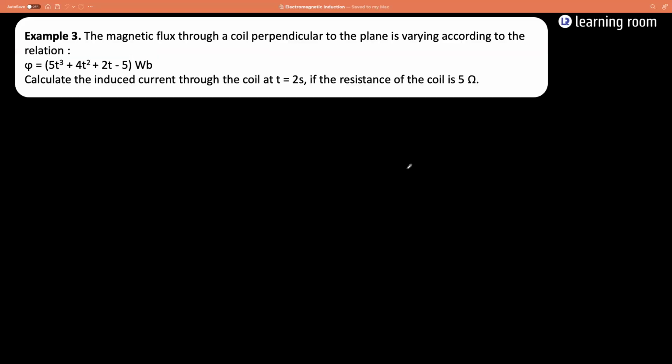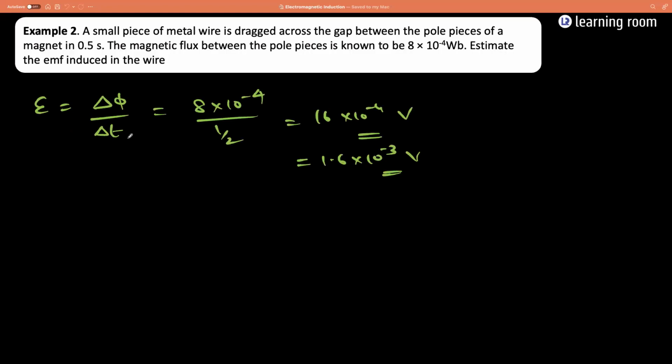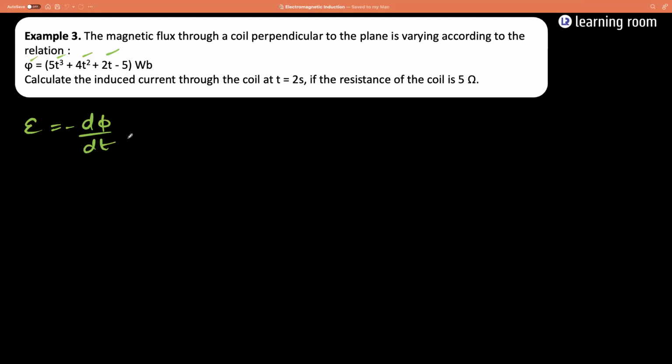Listen. Do this one. Whenever they give you the flux as a function of time, what are we supposed to do? When you want to calculate the induced EMF, do minus d phi by dt. Answer.